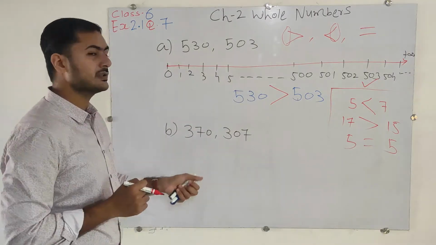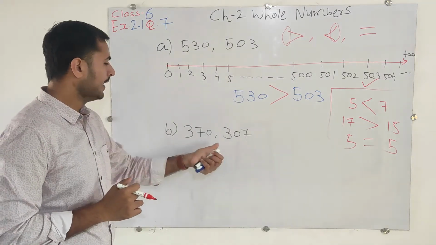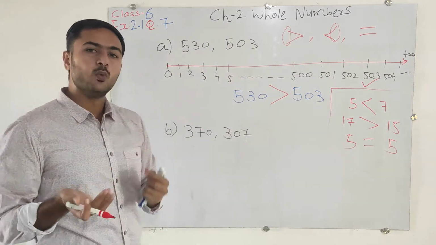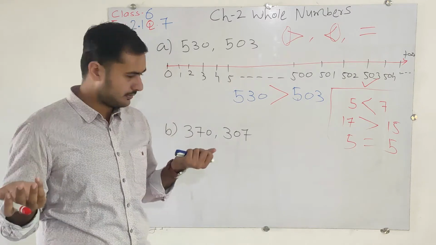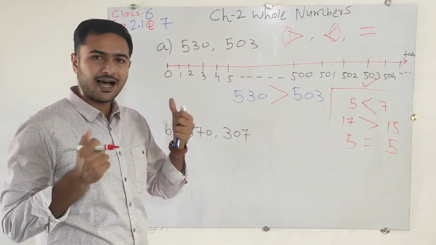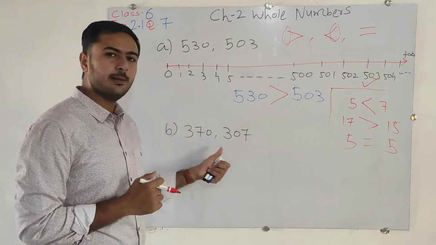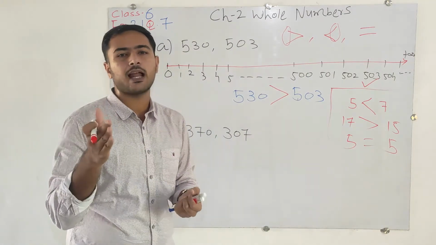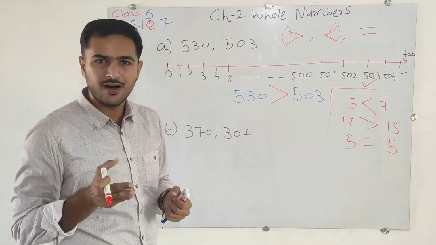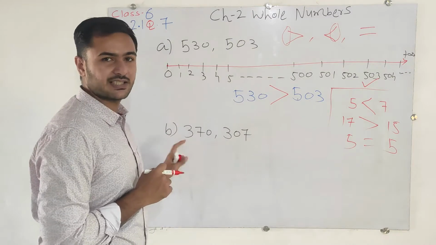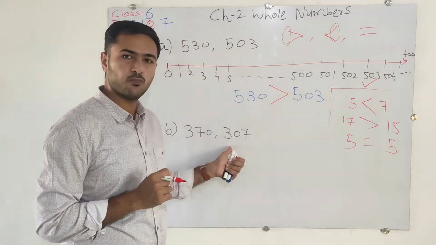Now just observe here is 370 and 307. Now which number comes first on the number line? Now we can just give the answer properly, which is the smaller number, 307. It means on the number line 307 comes first compared with 370. Fine. So this one is the smaller one.